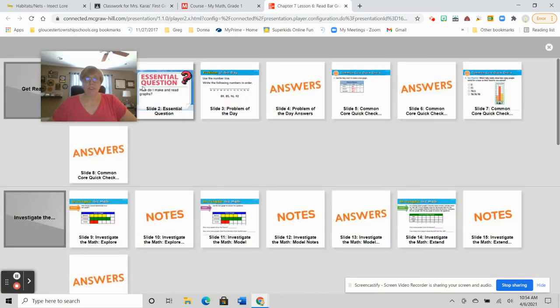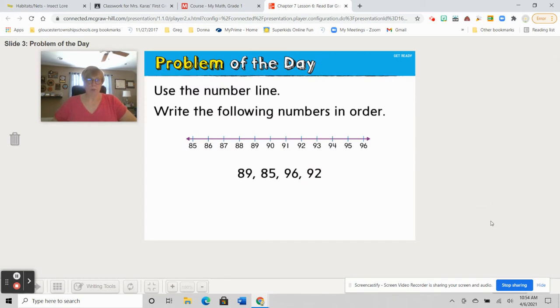Okay, so let's go to our first problem of the day, and this might be where it's handy to have your whiteboard. You're going to use this number line to help you if you need to. And they see these 4 numbers, 89, 85, 96, 92. I would like you to put them in order, pause, and come back to check your work. And here are your answers.